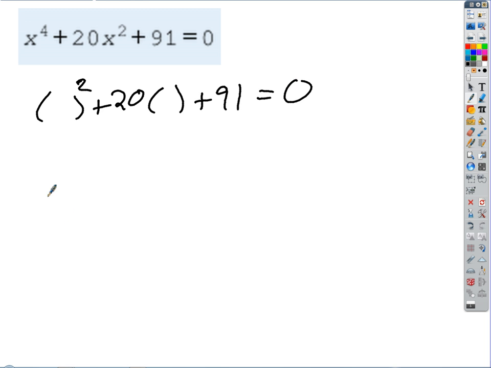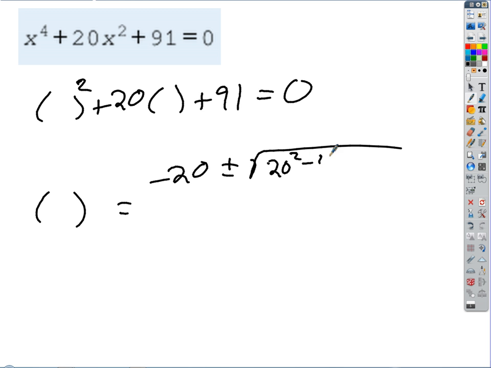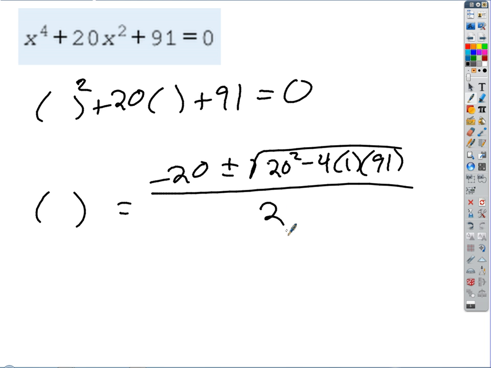The quadratic formula tells me that whatever the something is, which used to be x's, if A is 1 and B is 20 and C is 91, it's equal to negative B plus or minus the square root of B squared minus 4 times A times C, all divided by 2A. Now what's the something this time? X squared.